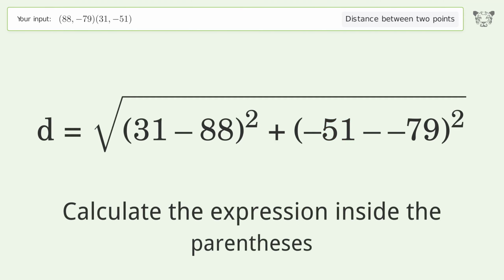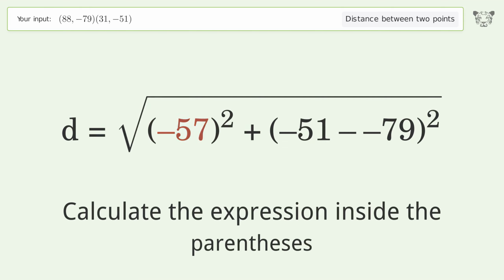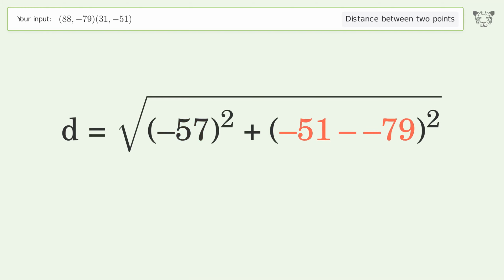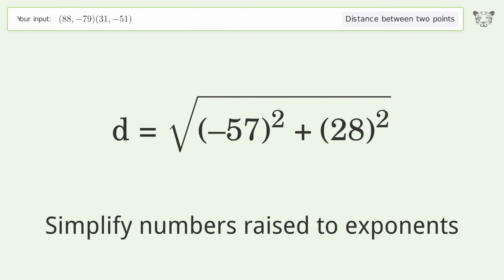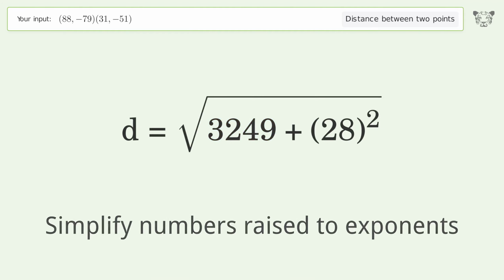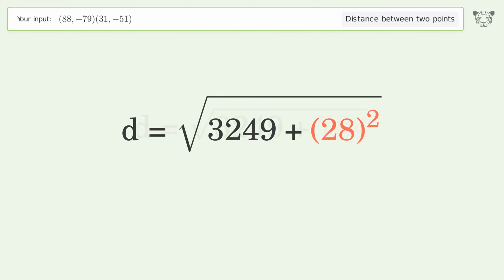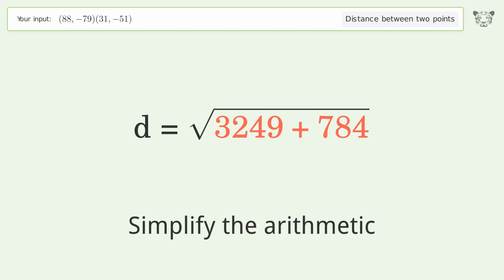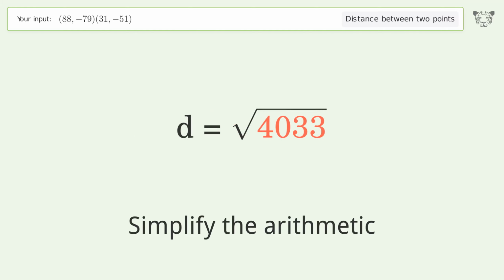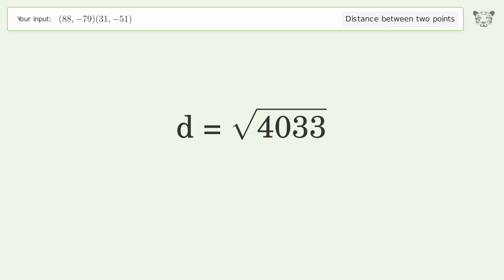Calculate the expression inside the parentheses. Simplify numbers raised to exponents. Simplify the arithmetic. And so the distance between the 2 points is the square root of 4033, or 63.506.